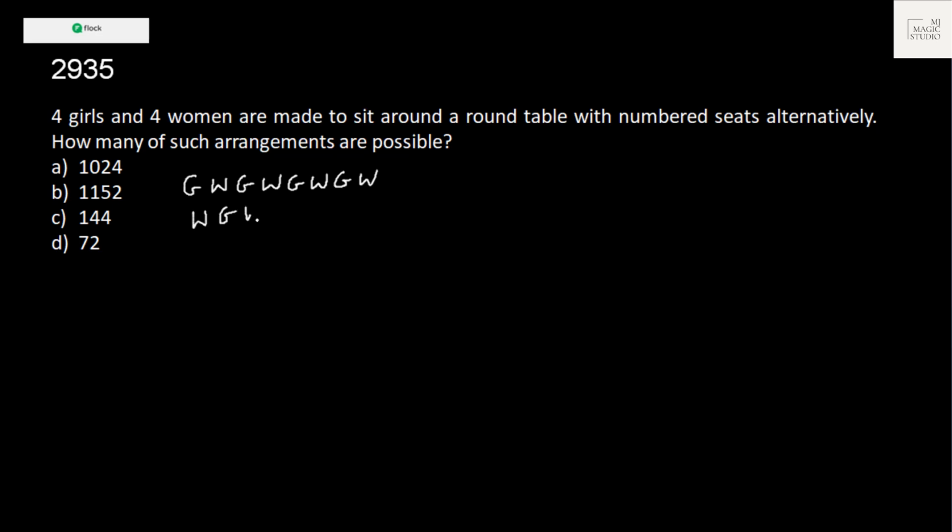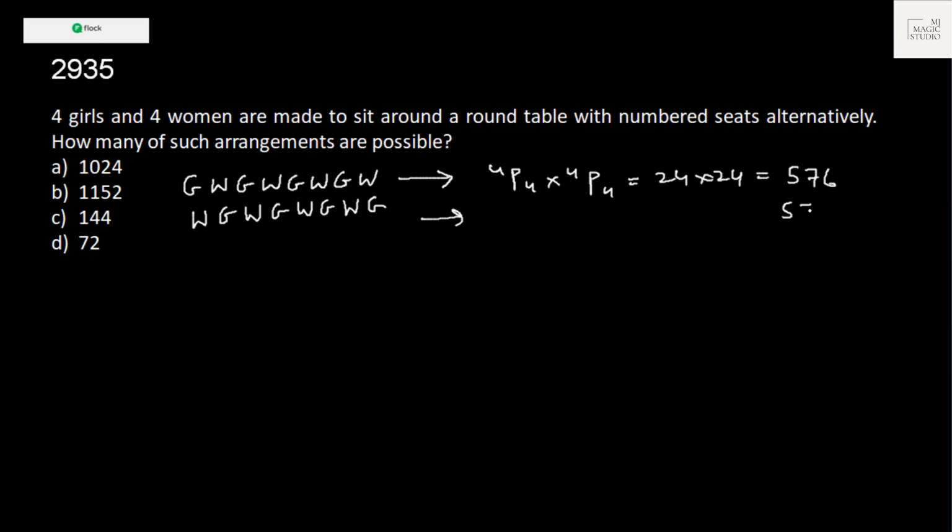Or they can be seated as WG, WG, WG, WG. Both arrangements are correct if they are seated alternately on numbered seats. In how many ways can this arrangement be made? That is 4P4 into 4P4, 24 into 24, that is 576, and this will also give us 24 into 24, that is 576. So the total number of arrangements would be 1152.